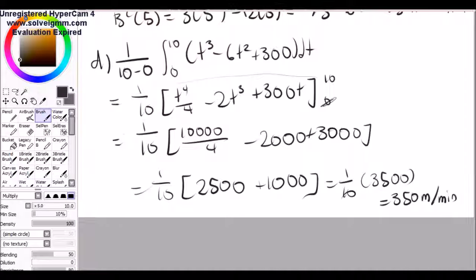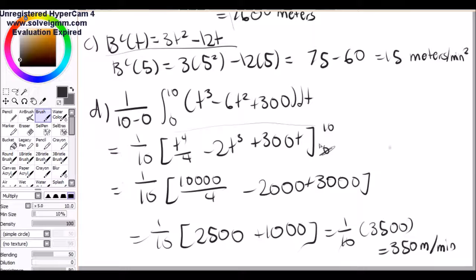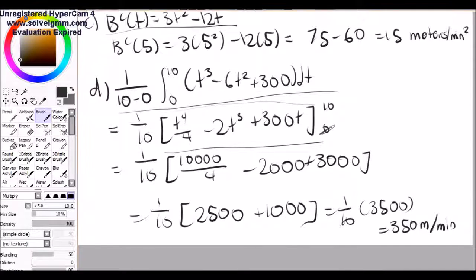As for scoring, we get 1 point for setting up this integral correctly. We get another point for taking the antiderivative correctly as well. And then another point for this answer right here. So in total, the last part, part D, is worth 3 points.